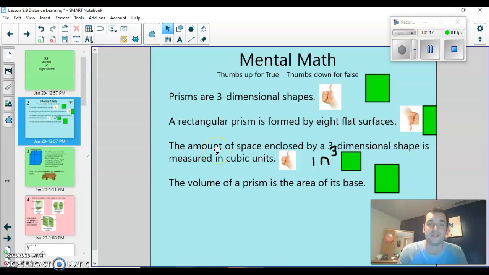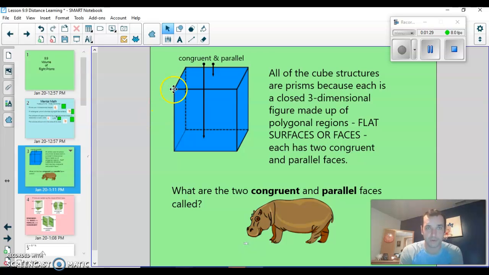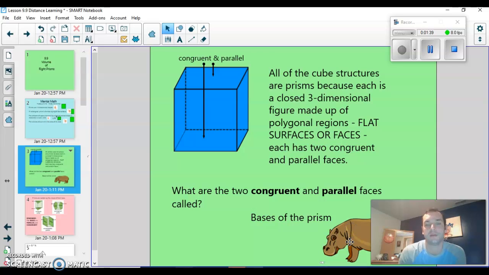The volume of a prism is the area of its base. Do you think that's true? The answer is false because you have to find the area of the base and then multiply that by the height. So then, kids, let's take a look at some more things here. We're going to be working with the words congruent and parallel. What are the two congruent and parallel faces called on a prism? They're called the bases of a prism.